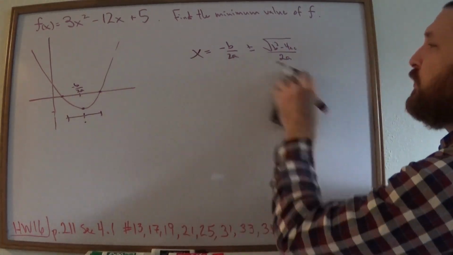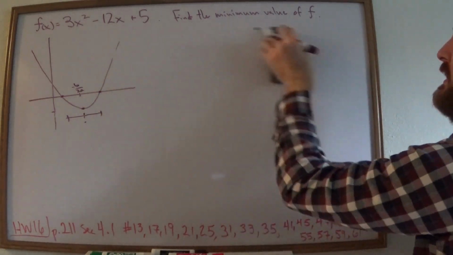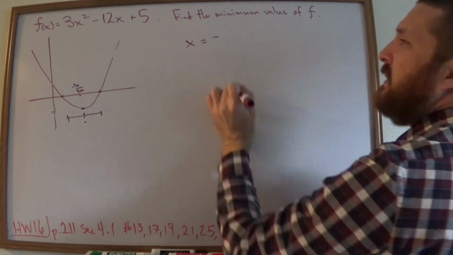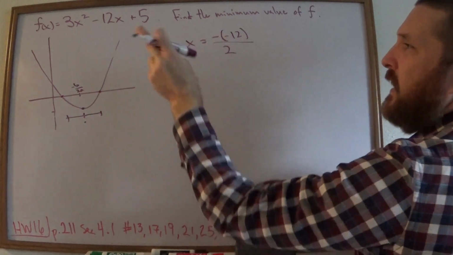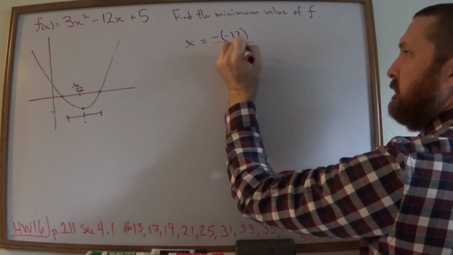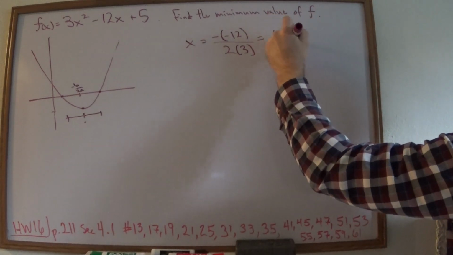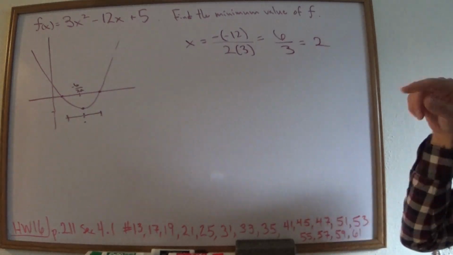The Algebra 2 way is: we know the vertex occurs when x is equal to minus b over 2a. So what is that in this case? x is minus negative 12 over 2 times 3, which is positive 12 over 6, which is 2. Now what do we need to do?